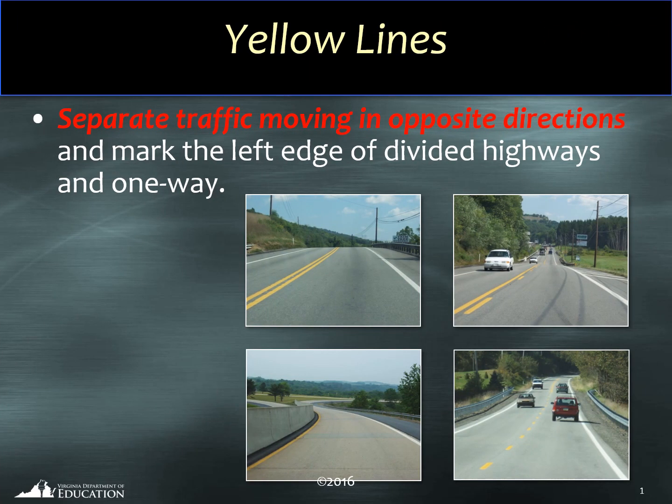Hello, today we are going to be talking about pavement markings. So the first pavement marking we're going to be talking about is a yellow line. Now, a yellow line separates traffic moving in opposite directions.